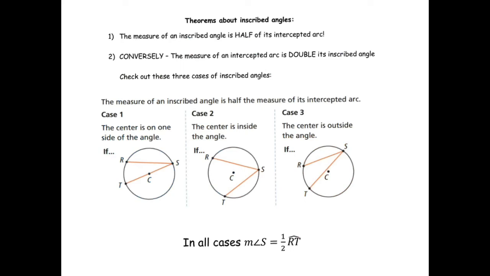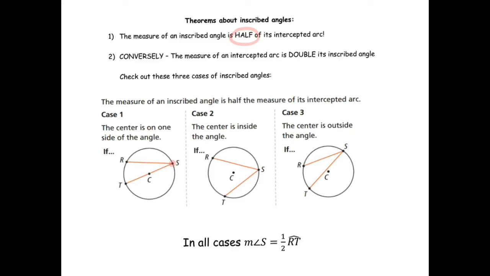All right, so here's a theorem and its converse. We already know that the measure of an inscribed angle is half of the intercepted arc. We just kind of proved it. So here are 3 cases of when you might see an inscribed angle. The first one, you know it's an inscribed angle because the vertex is on the circle.